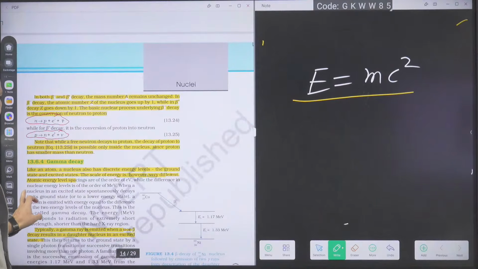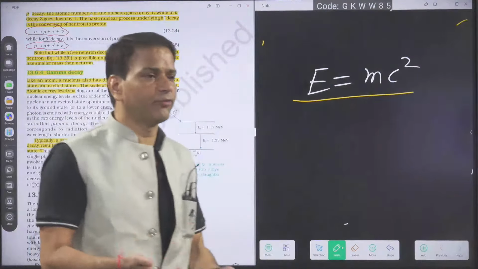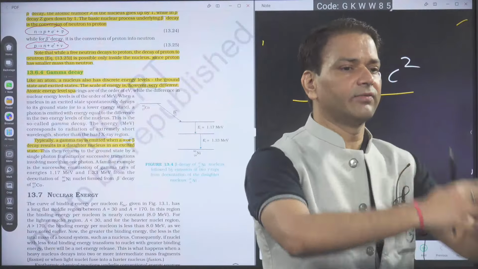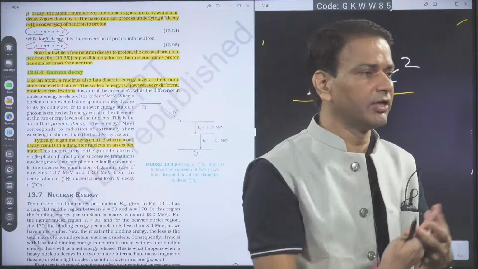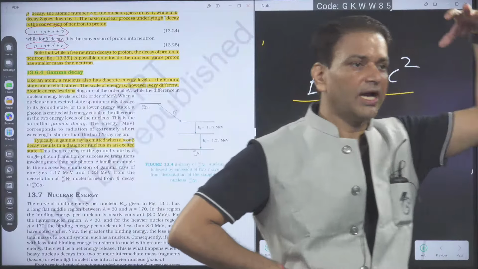Neutron conversion, they have given, that I already said. Gamma decay: just remember that gamma is the photon. Why the gamma decay? Suppose I have a radioactive nucleus. Radioactive nucleus means unstable nucleus. Unstable nucleus means its energy is high, so it is in the higher energy state.